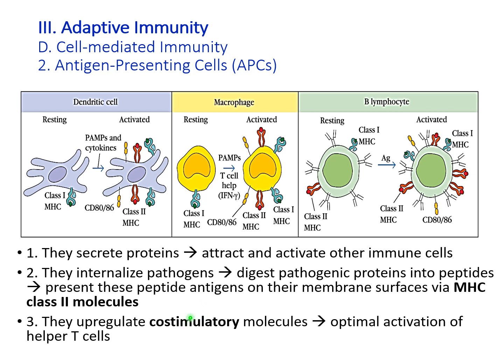Listed here are the three major activities your professional antigen presenting cells do when they encounter pathogens. So they secrete proteins that attract and activate other immune cells, and then when they encounter the pathogens, they internalize the pathogens and digest them, and then the digested antigens are presented as peptides on their membrane surfaces via MHC class 2 molecules. And then they also upregulate co-stimulatory molecules. We will be discussing your MHC molecules and these co-stimulatory molecules in a while. So these are actually optimal for the activation of your T helper cells.